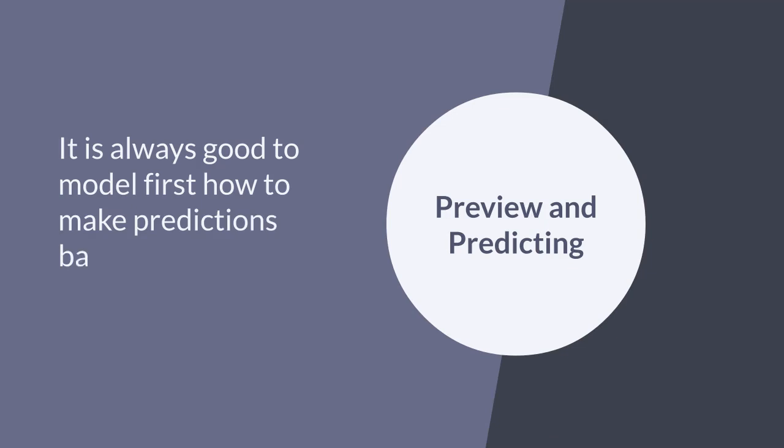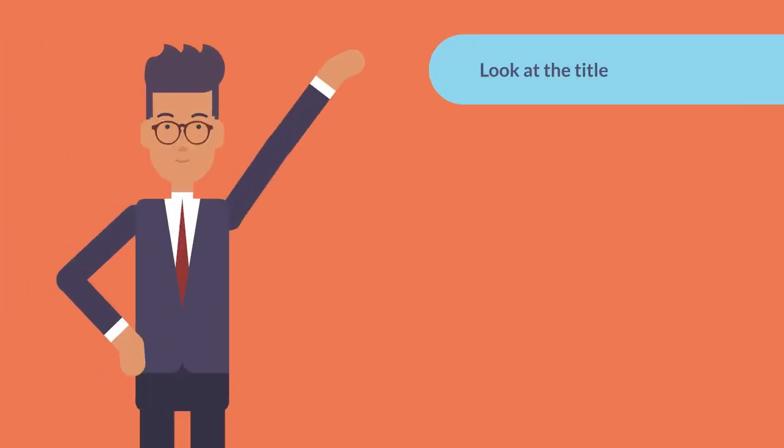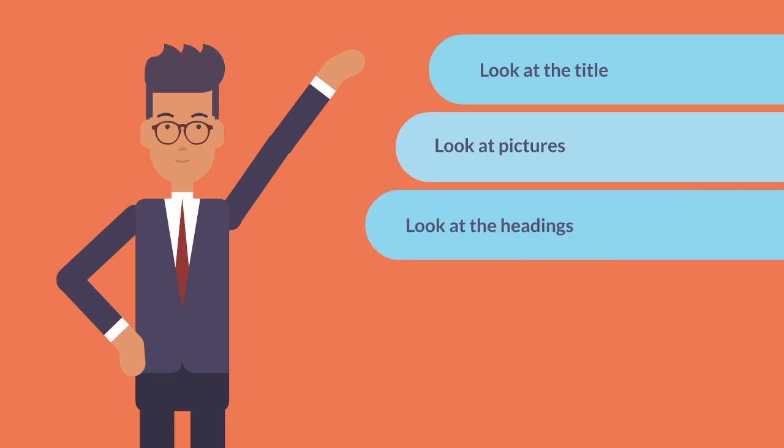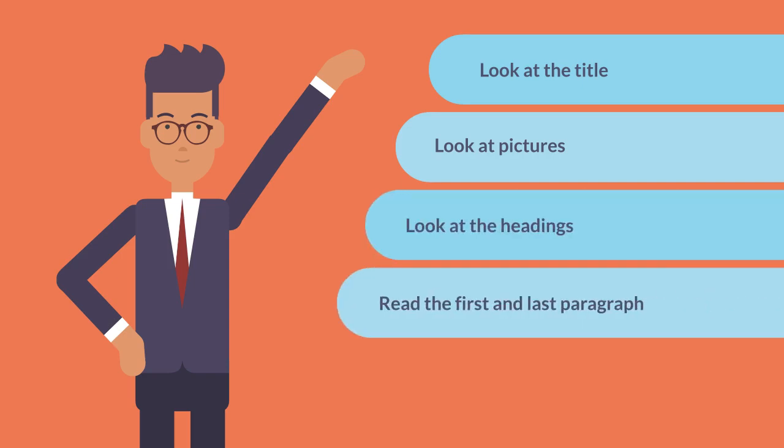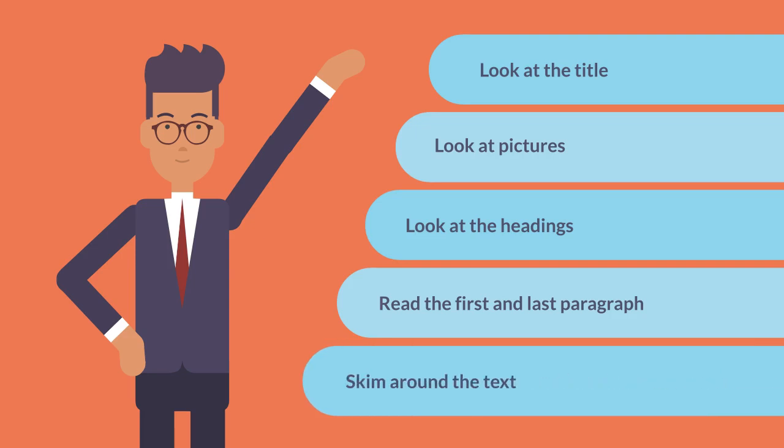Whenever a teacher or student reads, it is always good to model first how to make predictions based on previewing the text. You can look at the title of the story or article, you can look at pictures, you can look at the headings, you can read the first paragraph or the last paragraph, or you can skim around to preview what you think this article or story is going to be about.